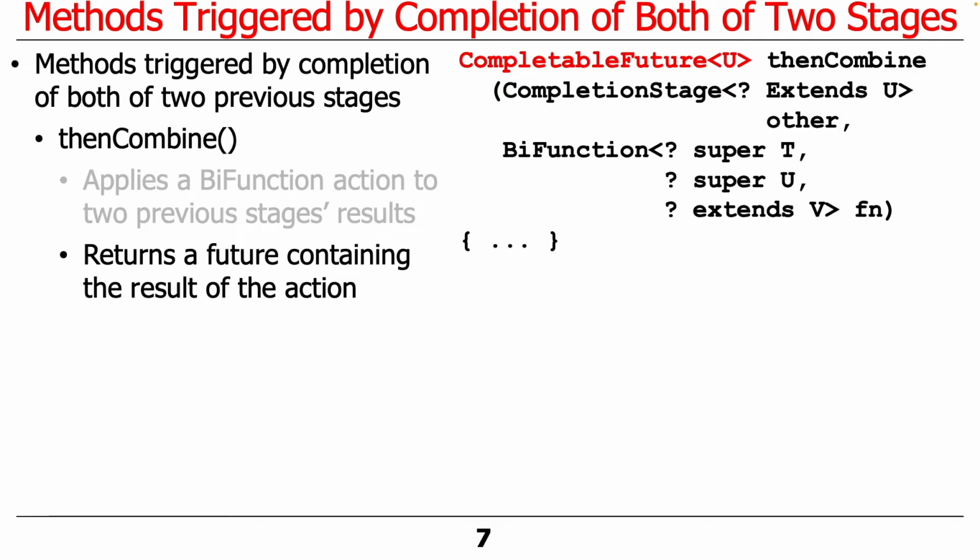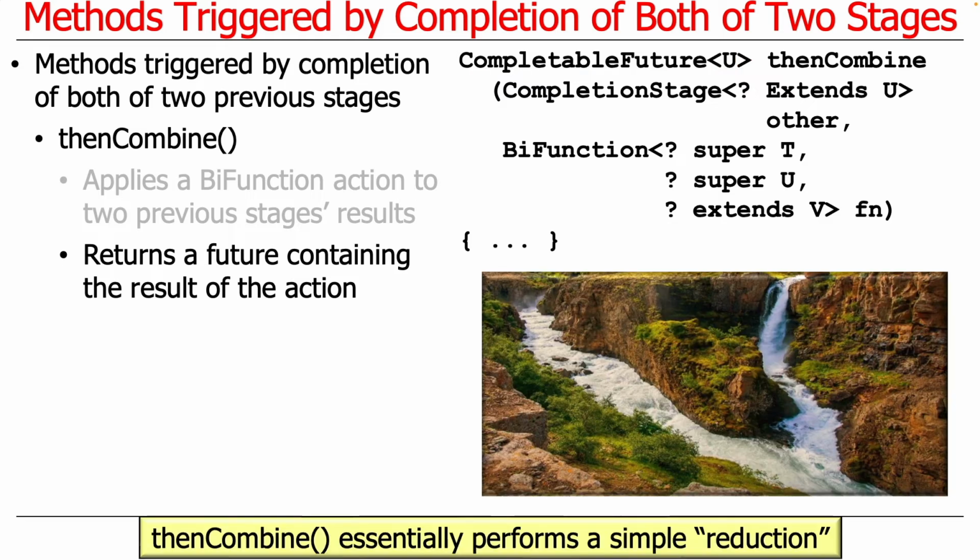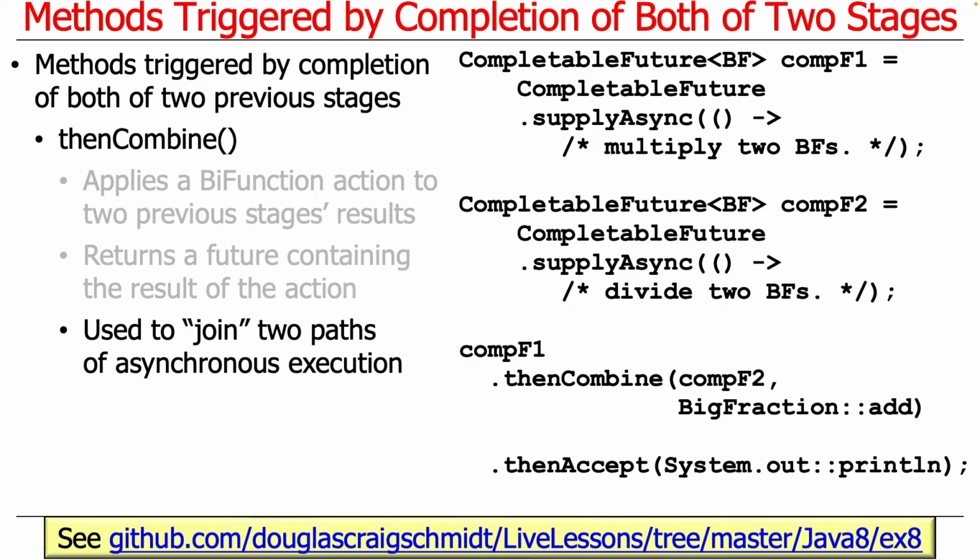And it returns a future that contains the results of applying the function action, which is this bifunction right here. So you can basically think about thenCombine as performing a simple reduction. If you remember the reduce method that we talked about in the context of streams and parallel streams, reduce was used to reduce things. Well, this is kind of a reduction when you only have two previous things to reduce. We typically use this to join together two paths of asynchronous execution when they're both done.